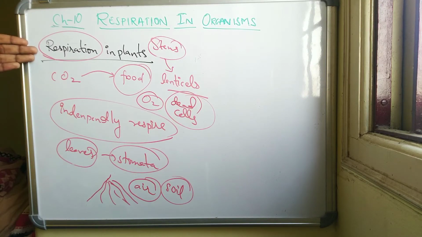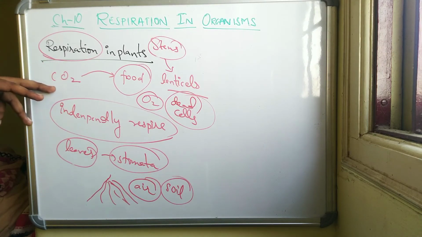Now, we know that in respiration in plants, why do they respire? Basically, they have to make food. So they take carbon dioxide, and during the process of photosynthesis, their products will be oxygen. Even water they release. So this is the basic idea of respiration in plants.